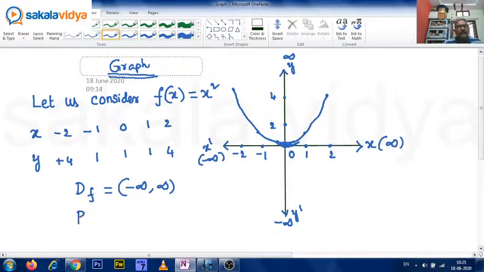Now the range of a function is only checked on the y-axis. That means 0 to infinity, closed 0 to infinity. This is the range of f of x equals x square. Understood now? So in this way we can find out the range.